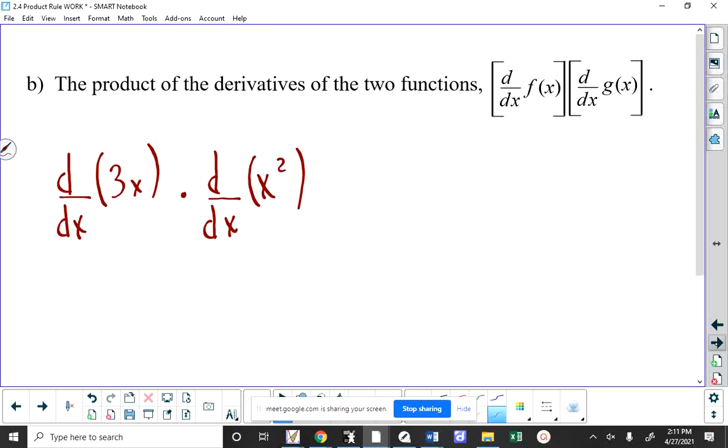Again, think of this thing that I'm highlighting in green as being an instruction, an operation. What's it telling you? Differentiate with respect to x. So the derivative with respect to x of 3x is 3, multiplied by the derivative with respect to x of x squared, which is 2x. So the product of the derivatives is 6x.